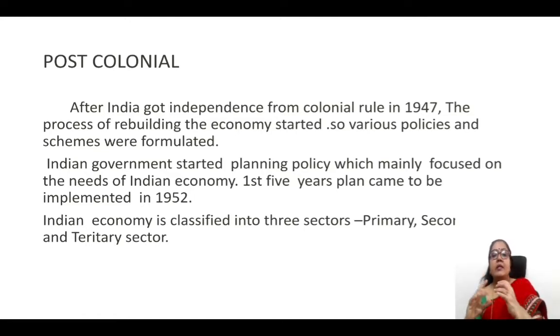So the Indian government started its first 5-year plan. We know India was following a 5-year plan. So the first 5-year plan was implemented in 1952, and we had this planning process. And we know when you go into the details of the planning, each plan had its own priority.